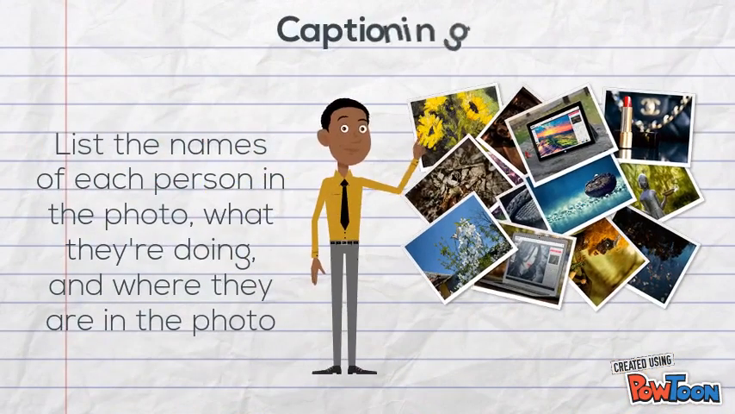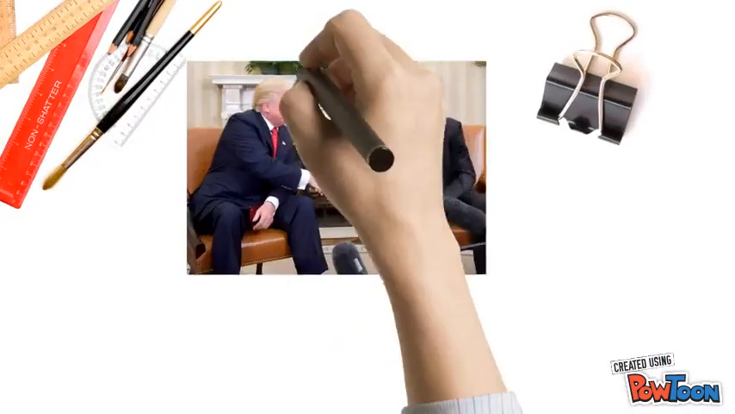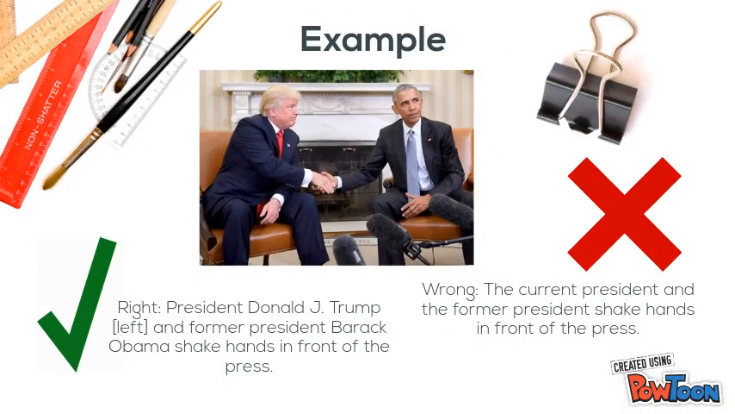Captioning. List the names of each person in the photo, what they're doing, and where they are in the photo. The correct way to write this sentence would be, President Donald J. Trump, left, and former President Barack Obama, right, shake hands in front of the press.